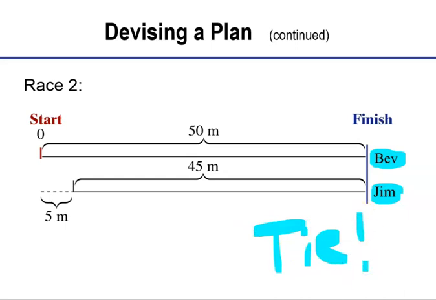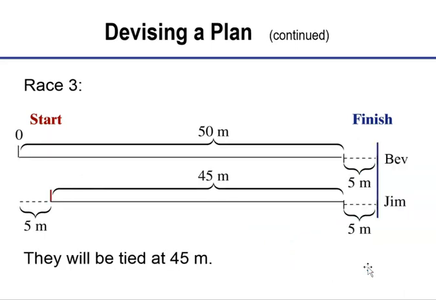All right? But what about the third race? We got to think about that. Okay? Let's draw a picture for the third race. Now remember, on the third race, Bev, so here's the start line, right? And Jim is running a regular 50-meter race. He's at the start line. But Bev starts 5 meters before Jim.